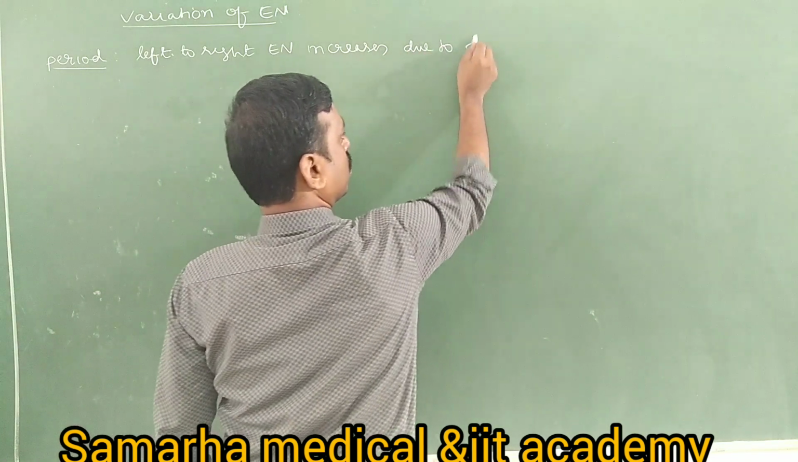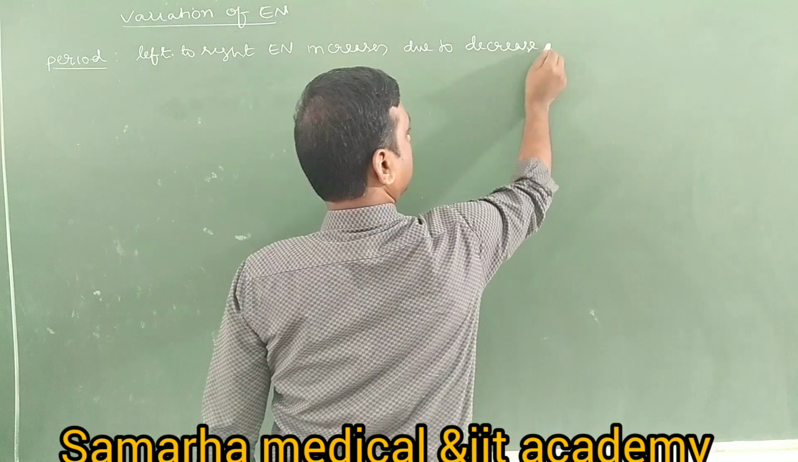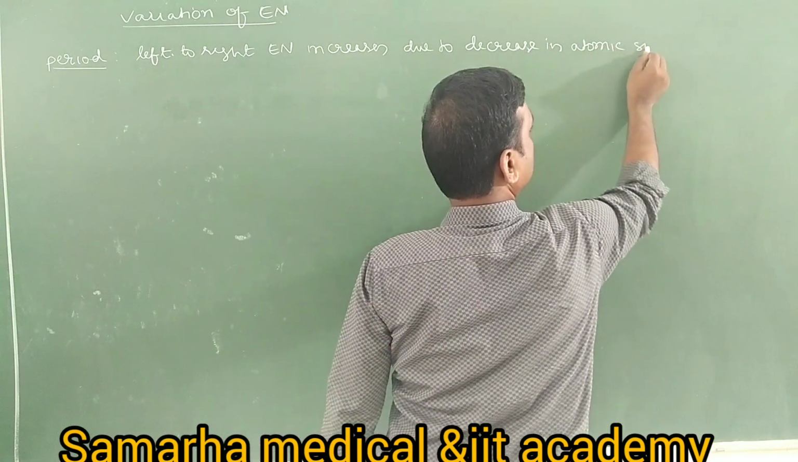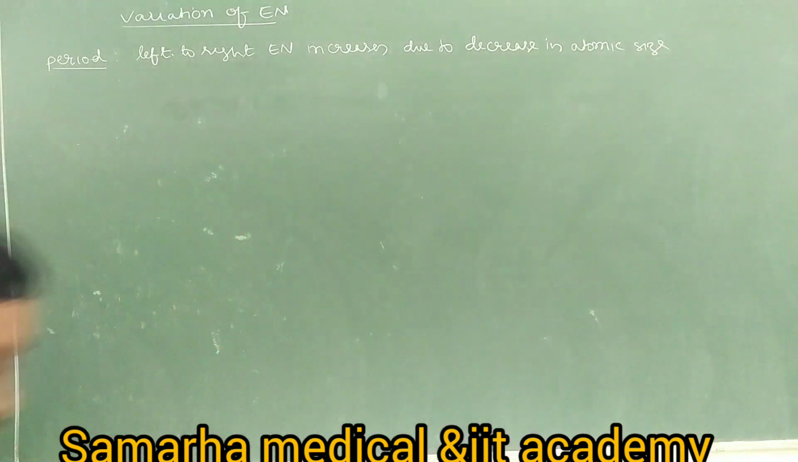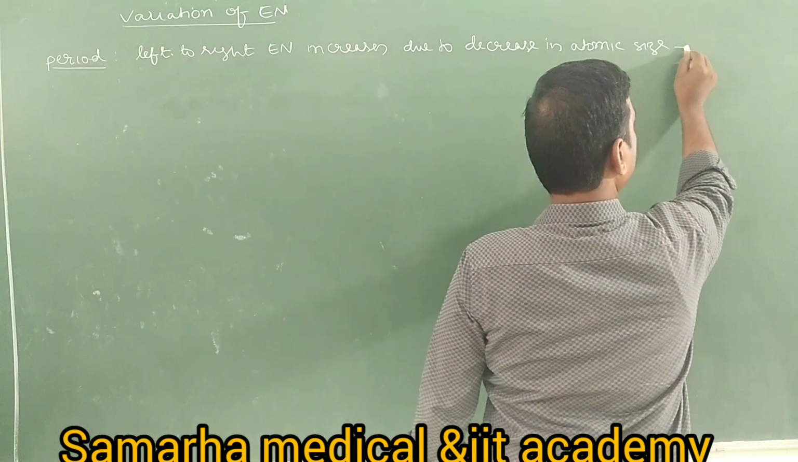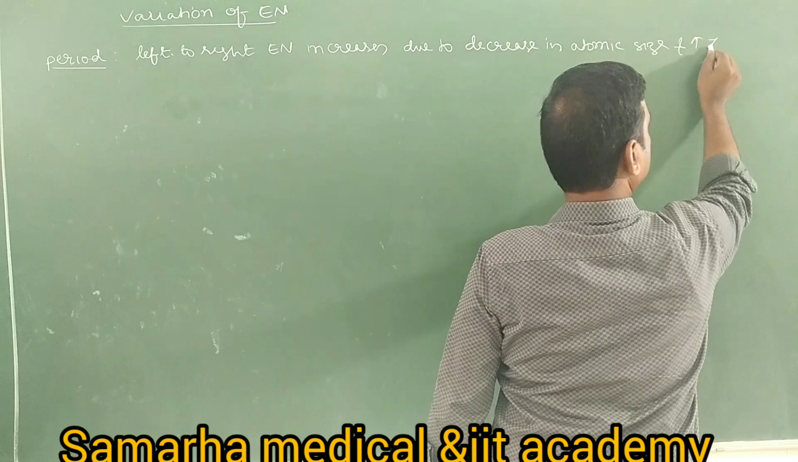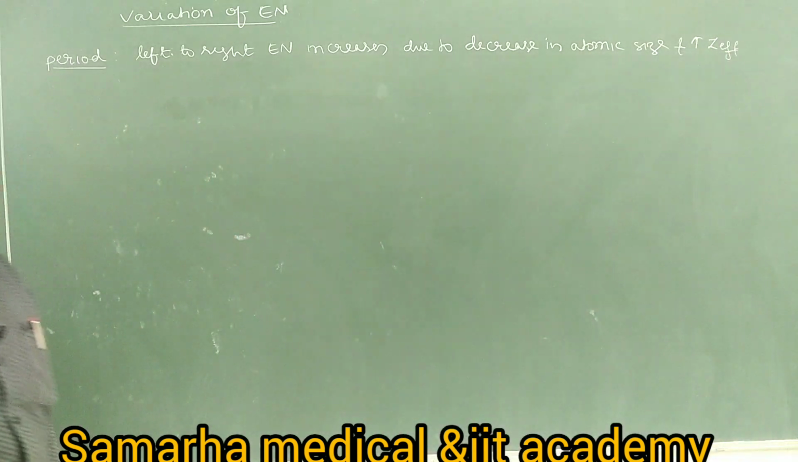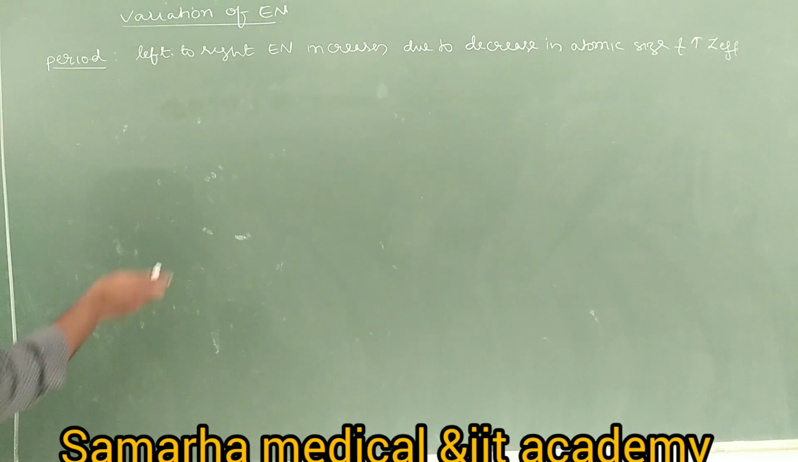due to decrease in atomic size and increase in effective nuclear charge. Decrease in atomic size and increasing Z star or Z effective, right? So therefore in a period, left to right, electronegativity increases. Can you tell me an example?